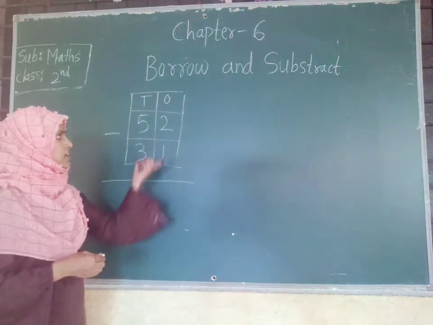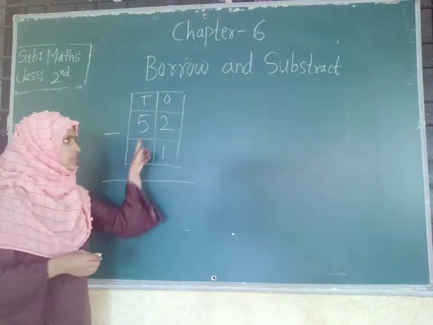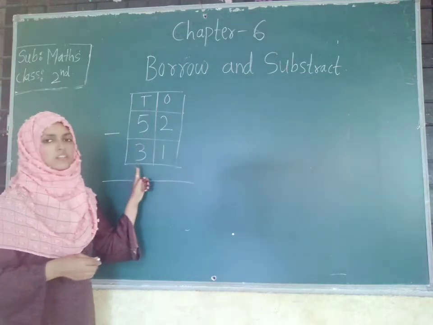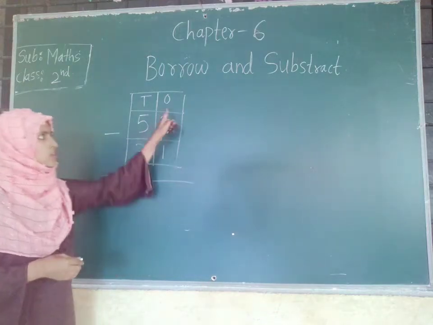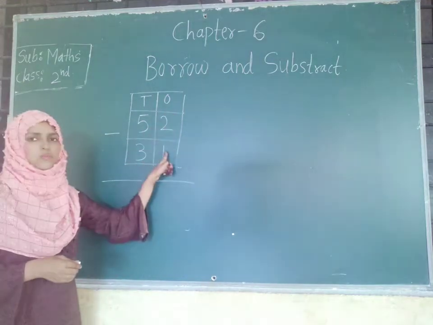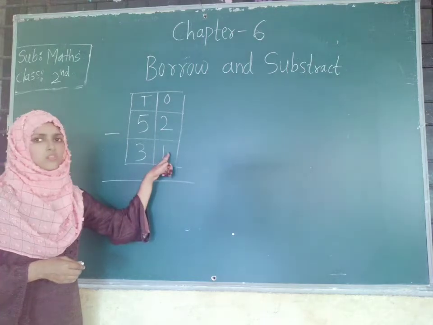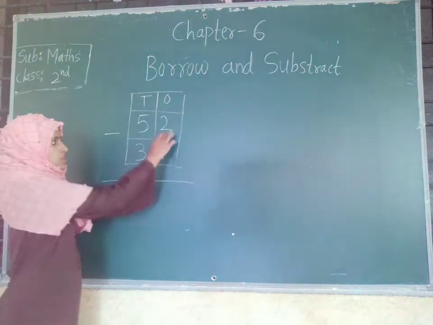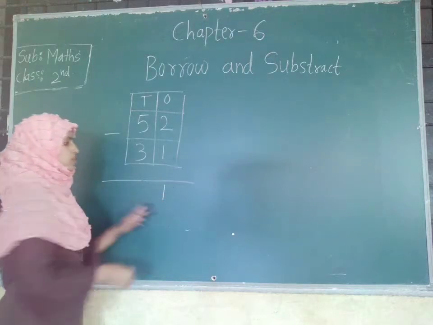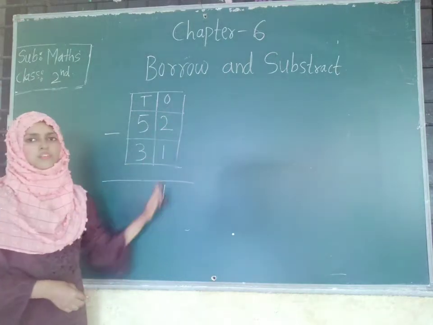So children, here I have written two numbers. The first number is 52 and 31. First we will subtract these two numbers. Okay, so in ones place we have 2 and 1. 2 ones and 1 one. So 2 minus 1 is equals to how much? 2 minus 1 is equals to 1. So write down this 1 under the column of this ones place.